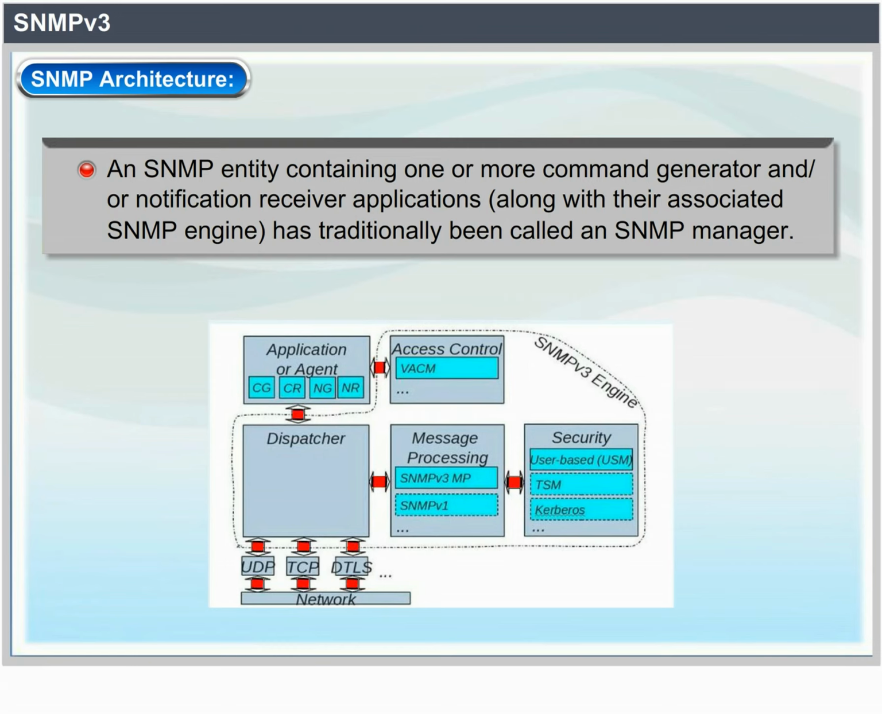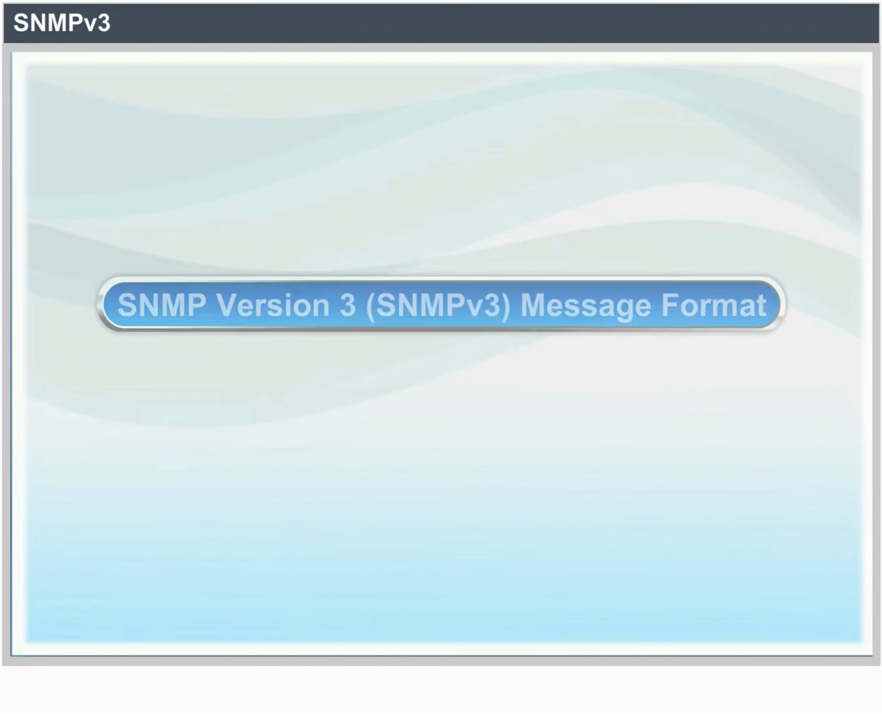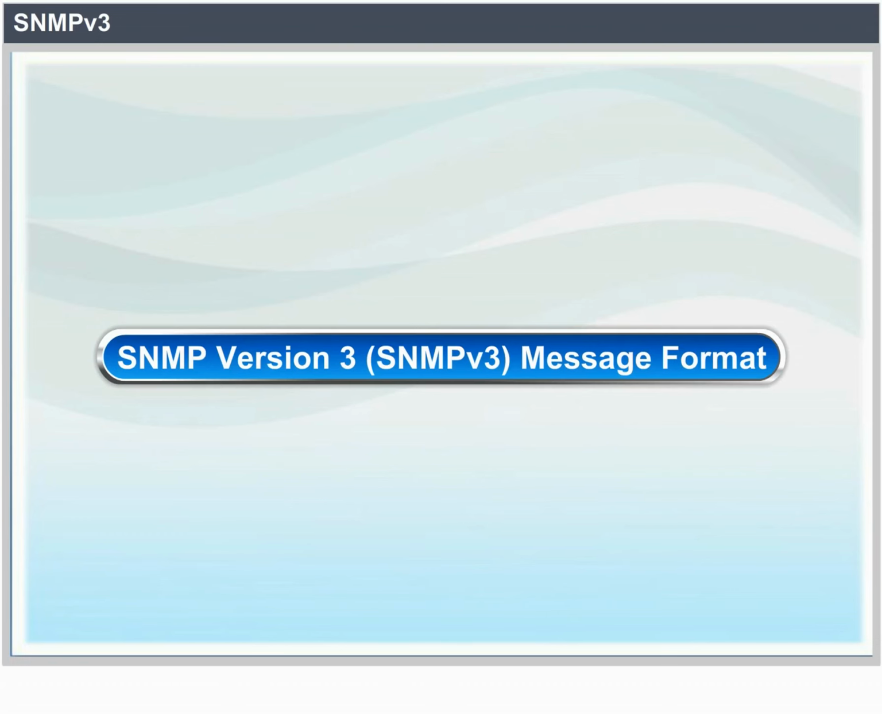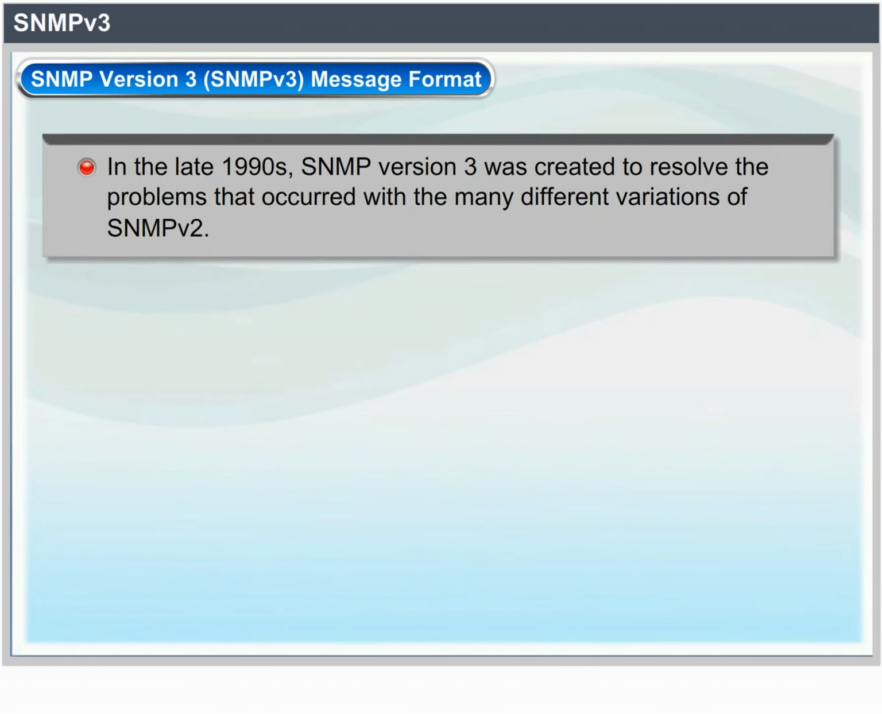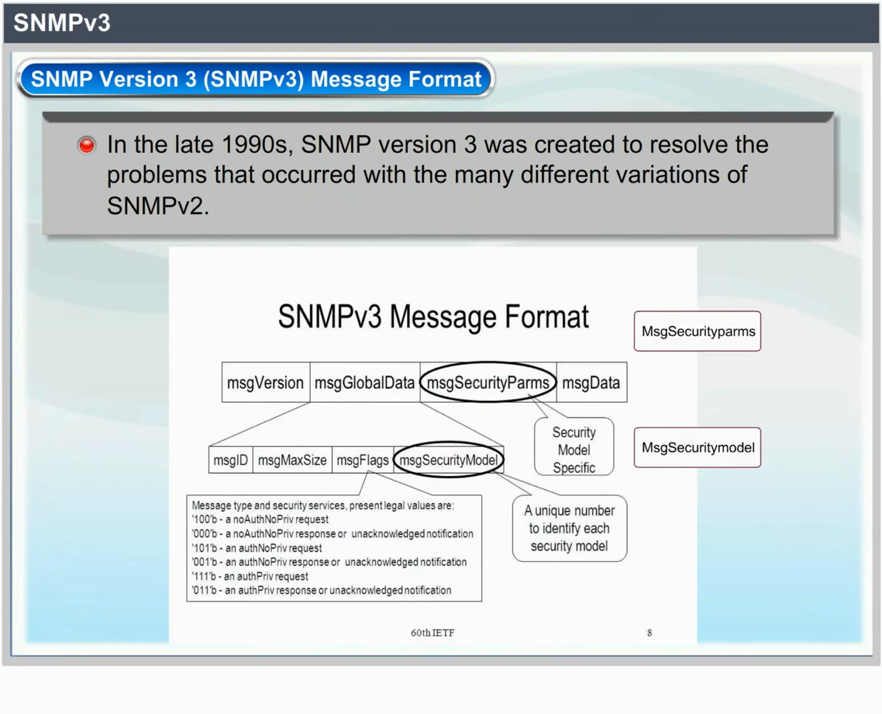SNMP version 3 or SNMP v3 message format. In the late 1990s, SNMP version 3 was created to resolve the problems that occurred with the many different variations of SNMP v2.